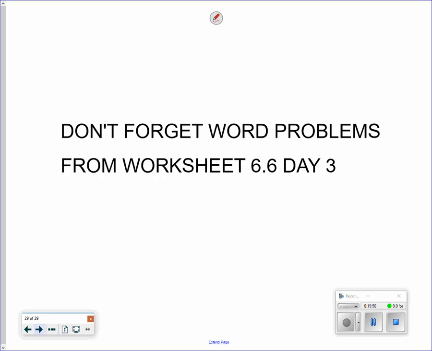The only other thing that is not on the review guide that you have to be aware of is the fact that you shouldn't forget the word problems from the worksheet 6.6 day 3. This worksheet has a bunch of word problems on the back side, and those problems are on the test tomorrow. Please study tonight, and good luck.